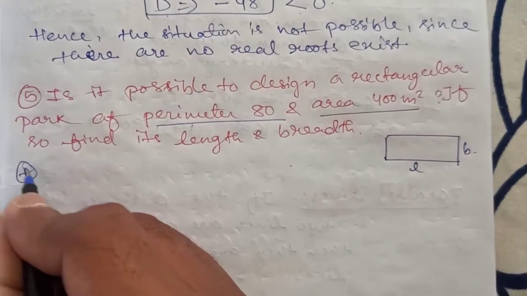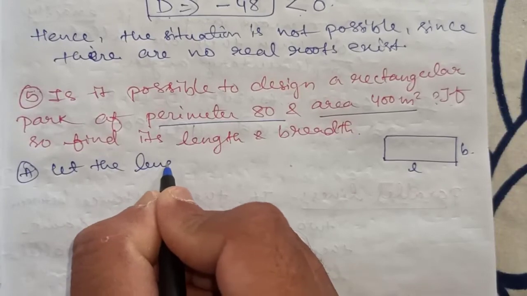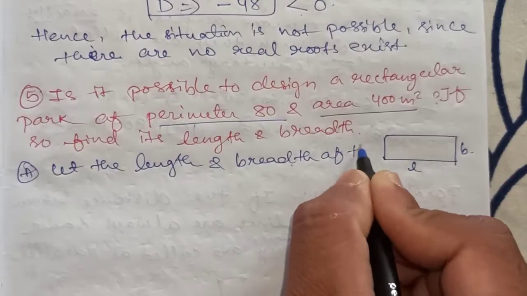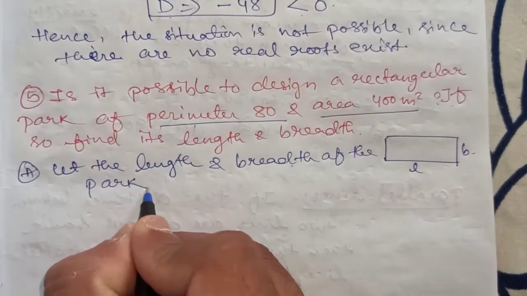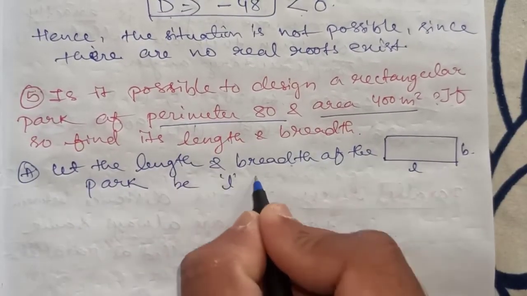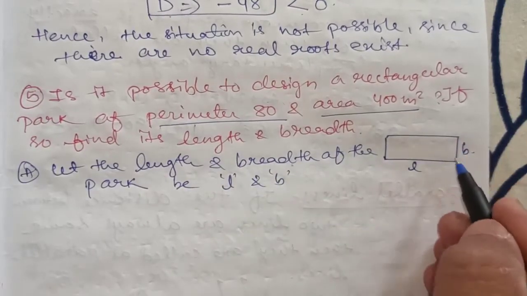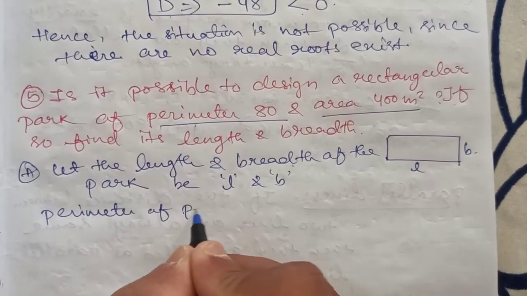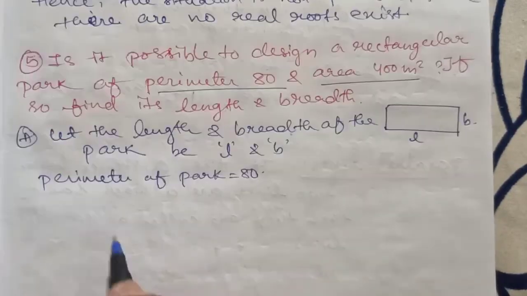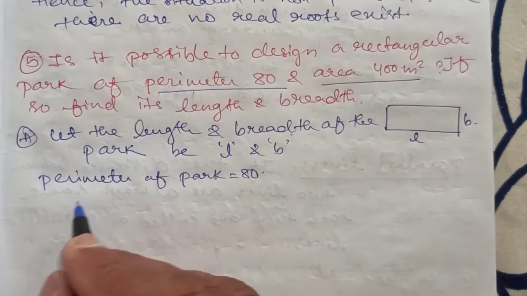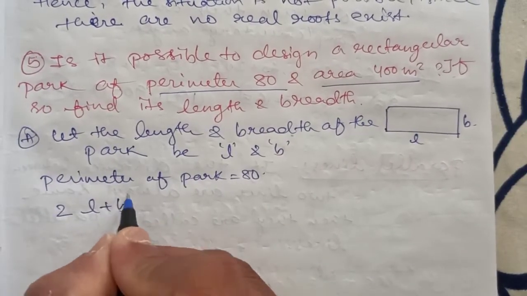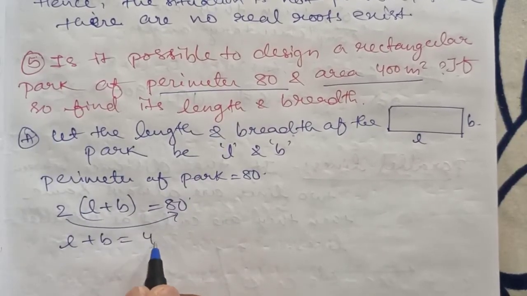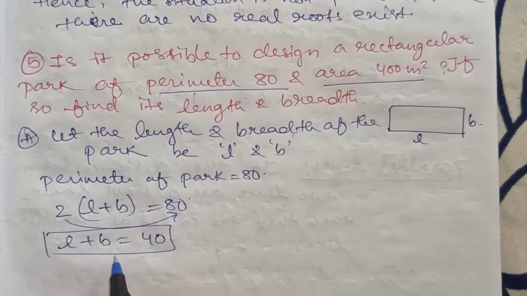Let the length and breadth of the park be L and B. Now the perimeter of the park is given as 80. What is the perimeter of a rectangle? The perimeter of a rectangle is 2 into (L plus B) equals 80. Divide by 2 here, L plus B equals 40 we will get.